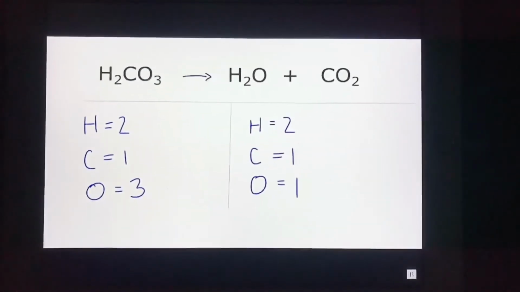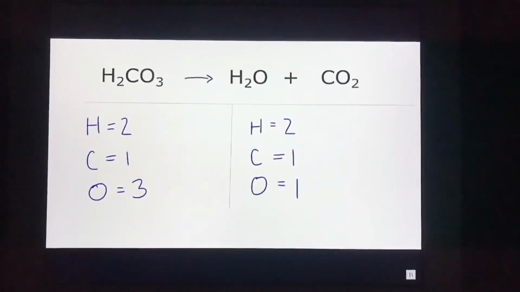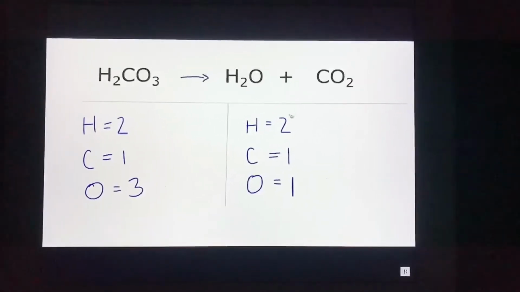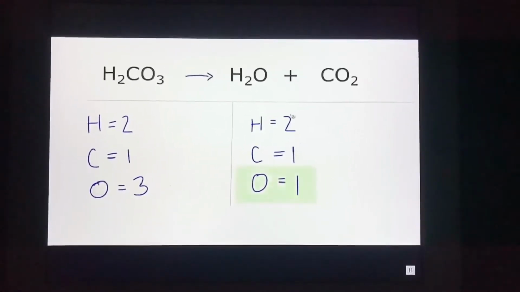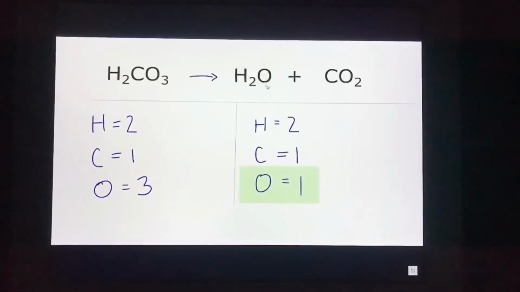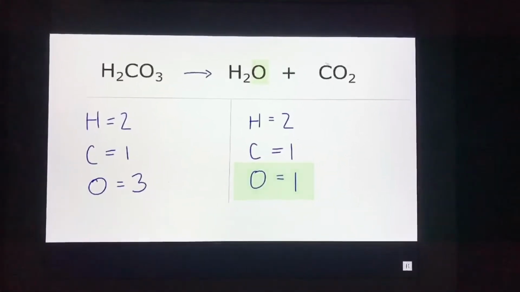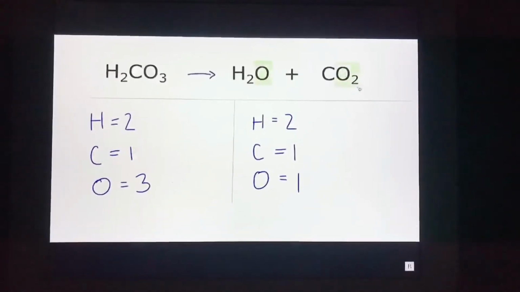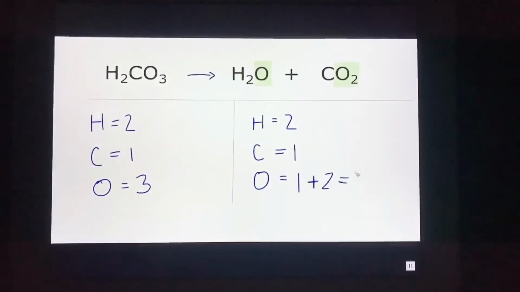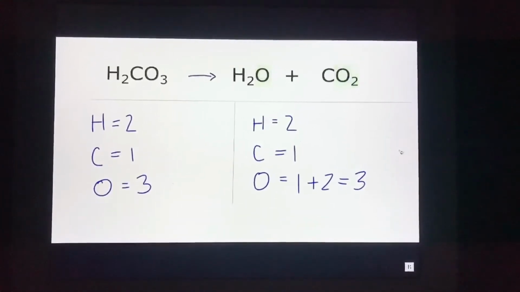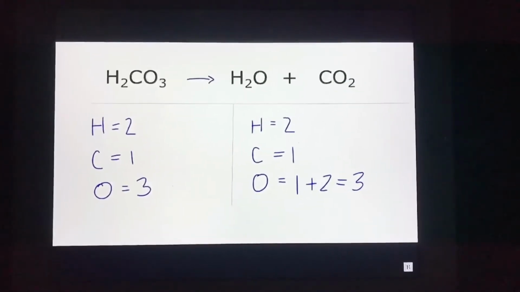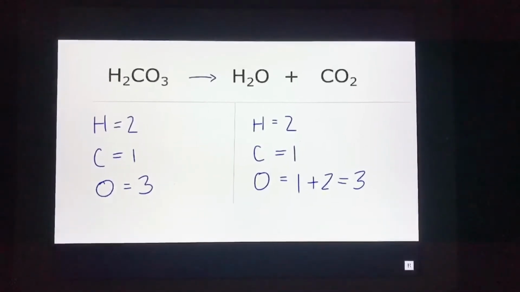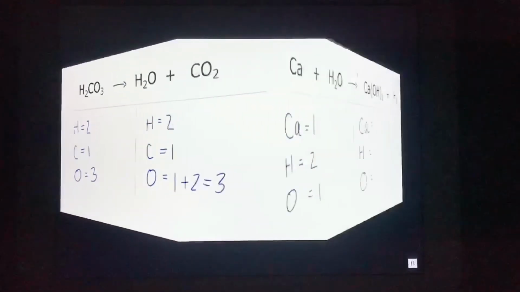Next one is hydrogen carbonate. After decomposition, we will get water plus carbon dioxide. Here we have already written hydrogen 2 in the reactant and 2 in the product, so it is balanced. Carbon 1 in the reactant, carbon 1 in the product, it is balanced. Oxygen 3, and here you see it was 1. So we can add 2 over here so that it will become 3.